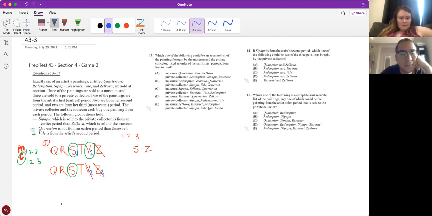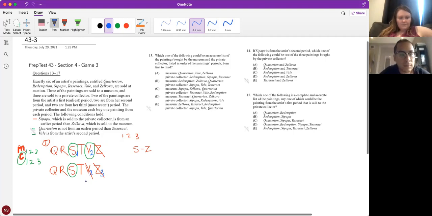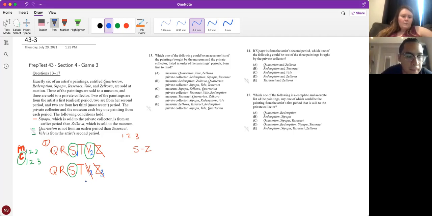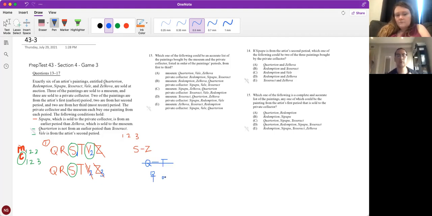Excellent. So for the first one, we're looking for our museum 3, and in the second one, we're looking for our museum 1. And then I was going to see Q is not from an earlier time period than T. Q cannot be before T, so that means that they're either together or T is earlier than Q.